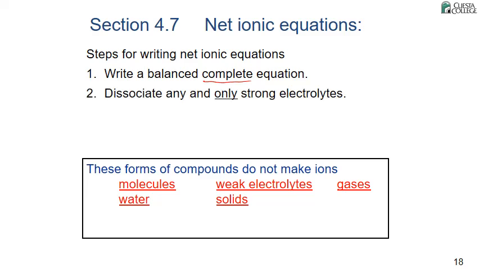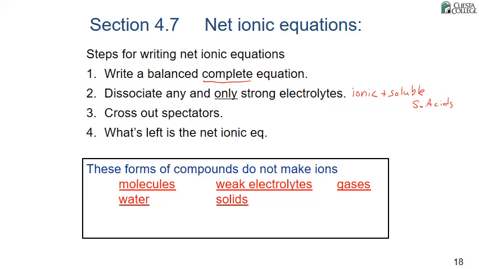Next, write a chemical equation that dissociates or ionizes any and only the strong electrolytes, so anything ionic and soluble, and then the other category of strong electrolytes, the strong acids. The next step is to cross out spectators. Spectators are ions that are on both sides of the reaction arrow, but that don't really change from one side to the other. What's left is the net ionic equation.